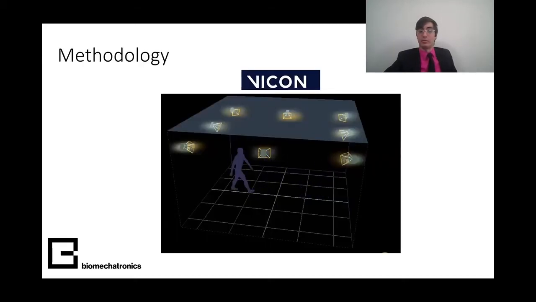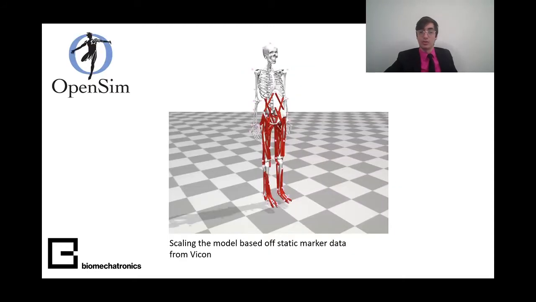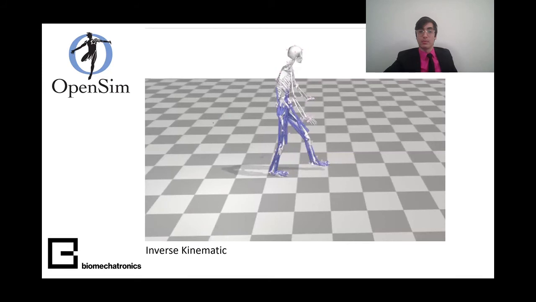All the data backs out from a pipeline in which motion capture data is collected through Vicon. This is then used to scale the model based off of static markers from Vicon. This allows the 3D musculoskeletal model to have near perfect proportions to the actual person's proportions. Inverse kinematics is then applied to determine the joint angles from a specific trial or motion capture marker set. As you can see in the video above, this is actually from a patient's walking trial.